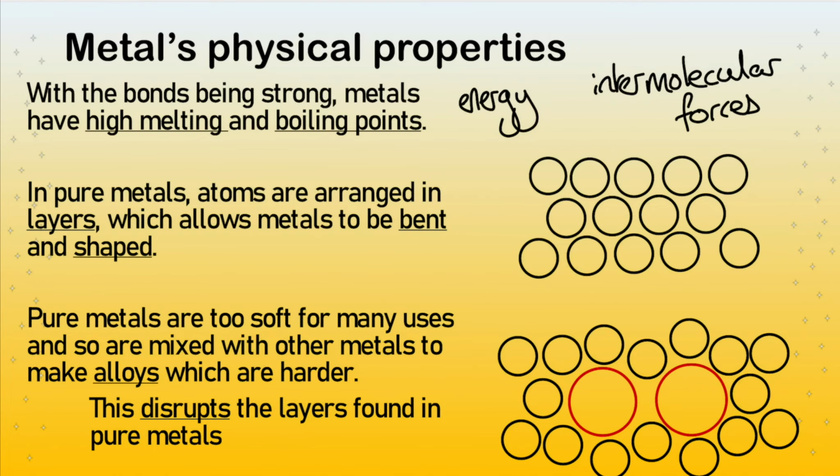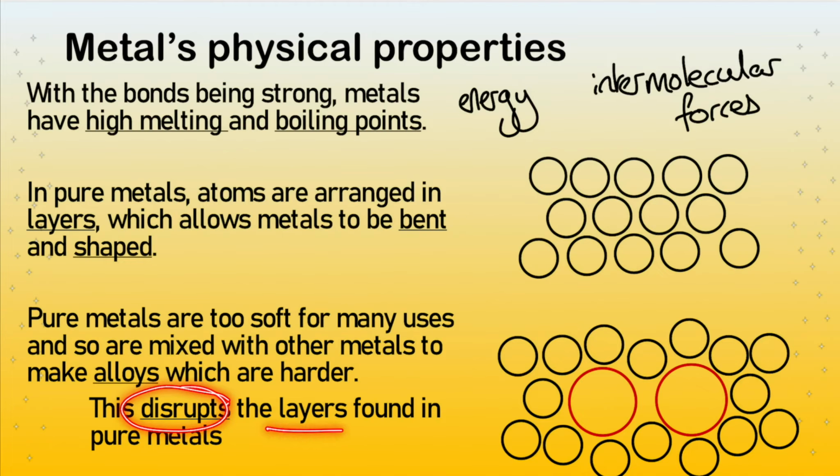So what we try and do is make them a bit harder, a bit tougher still, by adding in other metals, or sometimes, in the case of making steel, things like carbon. And this addition, making a mixture rather than just a pure element, means we're adding in different shaped atoms, and it disrupts the layers that we found before.